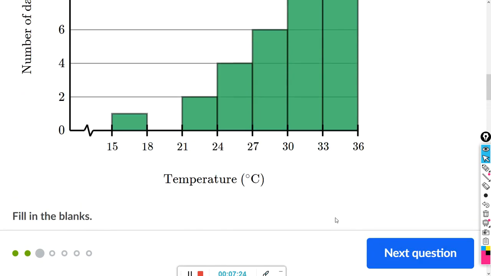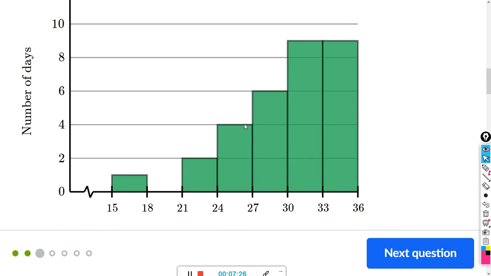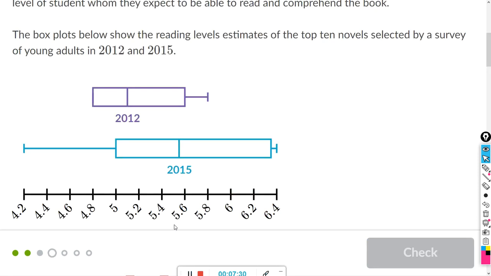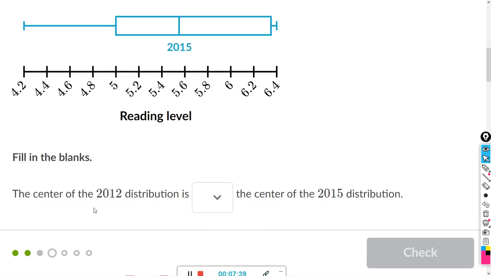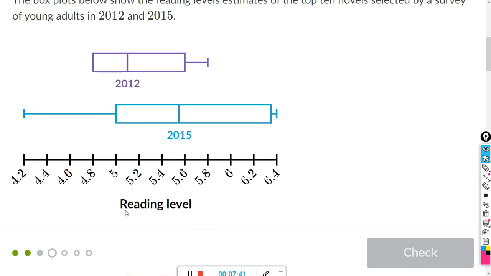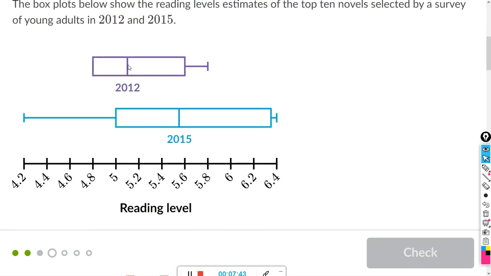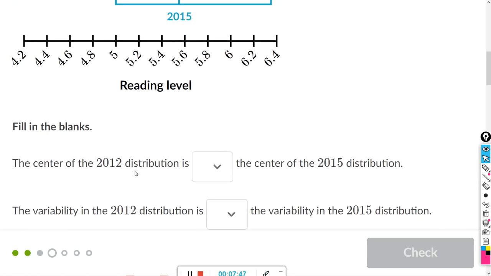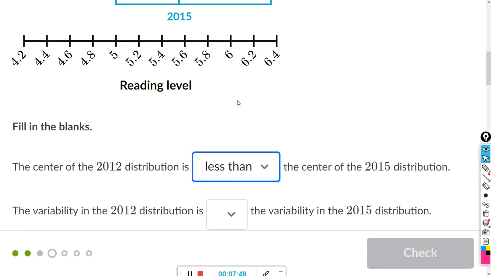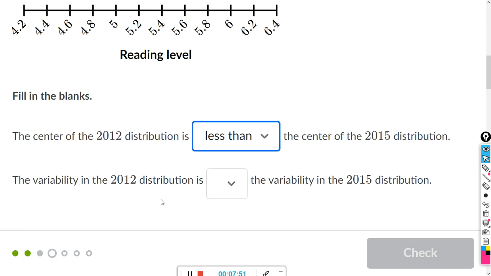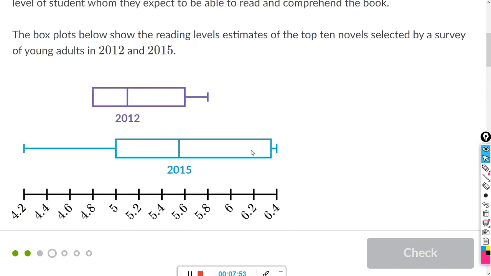Okay, so for the box and whisker plots here, this is reading level estimates of the top 10 novels. The center for 2012 is less than the center for 2015. So less than. And the variability, we can see the variability for 2015 is greater than 2012. So the one for 2012 is less than the variability.